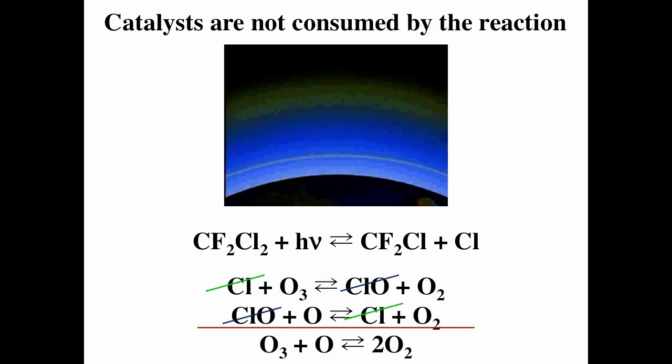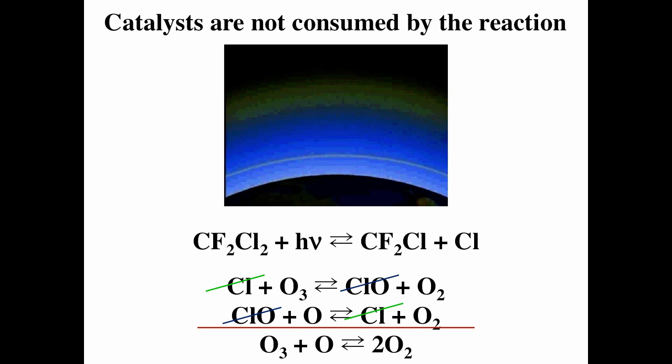There are also some natural catalysts. Enzymes are a natural catalyst in biological systems. Here we have chlorofluorocarbons. When they are hit with light, they can break the carbon-chlorine bond, giving you a chlorine atom. The chlorine atom can then act as a catalyst for the destruction of ozone.